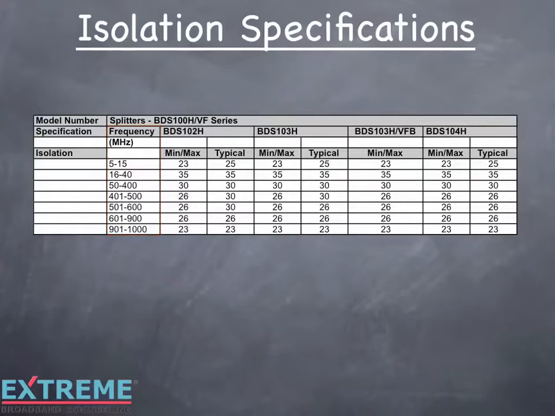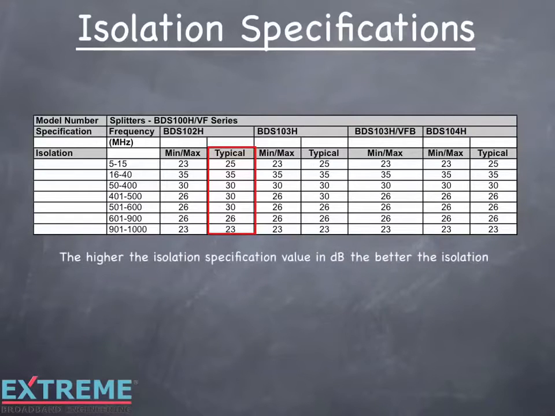Next to that is a column labeled min-max. These are the worst-case isolation numbers for these devices. These numbers are normally used by the engineers and designers of cable systems. Next to that is a column labeled typical. These are the specification numbers that you would typically see from the majority of these devices in the field. The higher the isolation specification value in dB, the better the isolation.